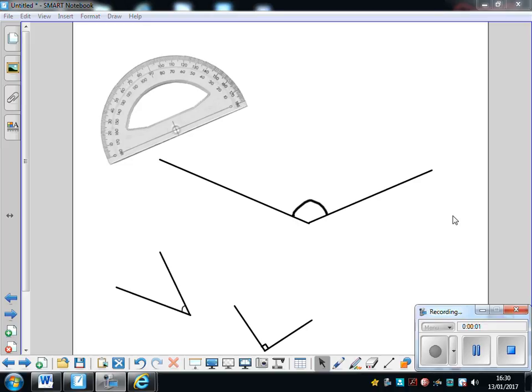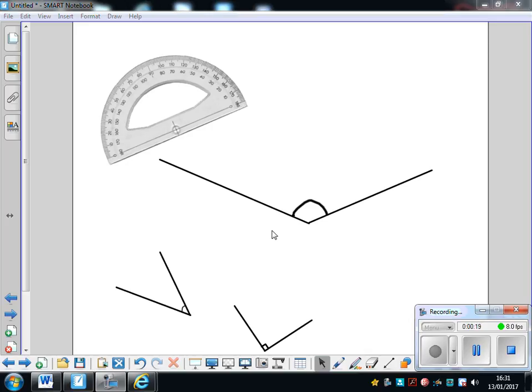Okay, Mr. Robinson, let's talk about these angles here. I think this angle I can see is bigger than a right angle, bigger than 90 degrees, but smaller than 180 degrees. So that makes it an obtuse angle. But I wonder how big it is.